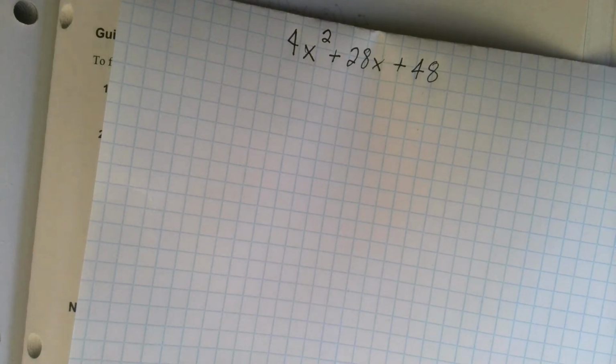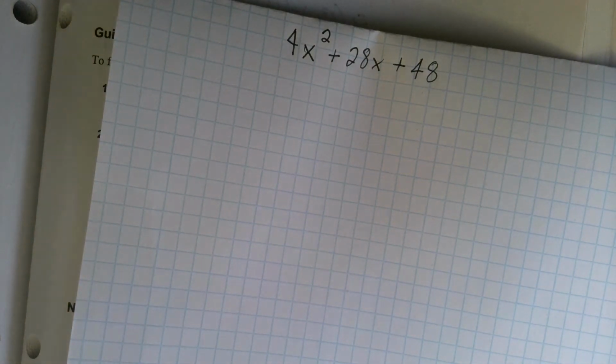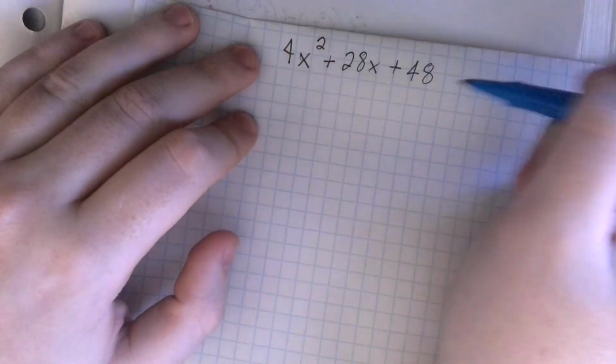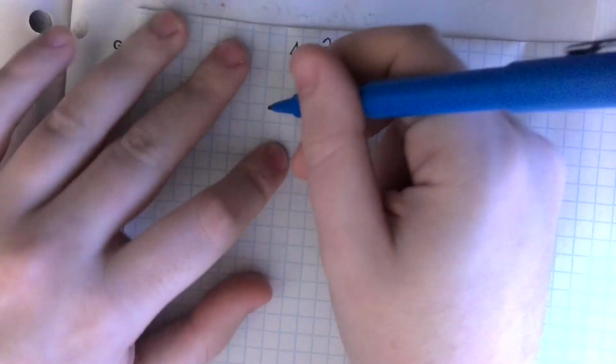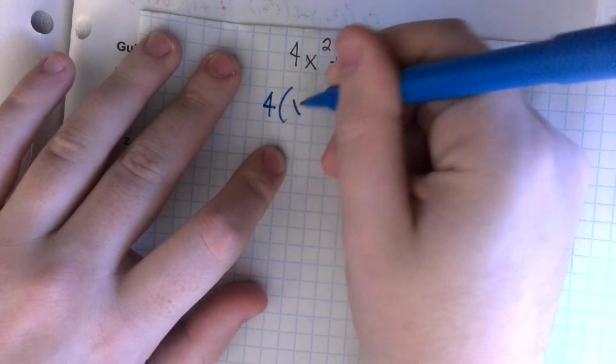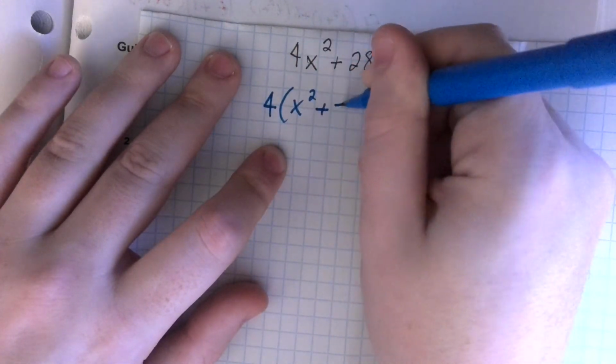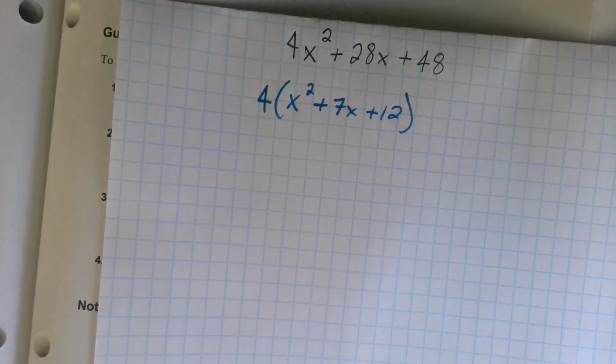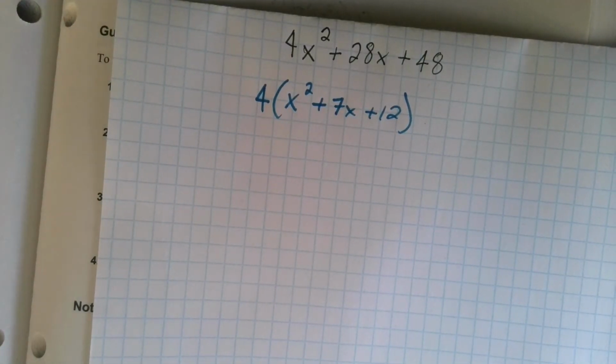Now, you might recognize that there is something you can pull out of all your terms. You can pull out a 4. So if we divide all of our terms by 4 and pull the 4 out, we'd be left with 4 times x squared plus 7x plus 12. But we wouldn't just stop and say, oh, look, we're done.